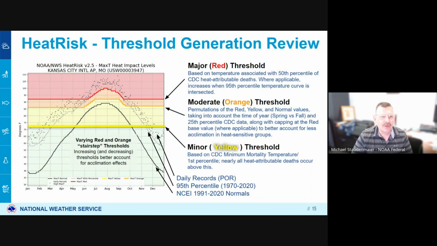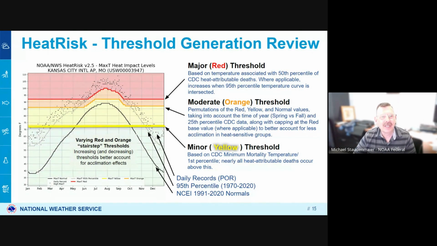I'm assuming the vast majority of you have already heard about how the heat risk daily thresholds are derived, but I'll review it briefly on this slide. This chart is something that's available to all CONUS WFOs as a visual means to see the daily thresholds for the entire year. This example is for max T for the Kansas City International Airport. The x-axis denotes the months of the year, and the y-axis is temperature.